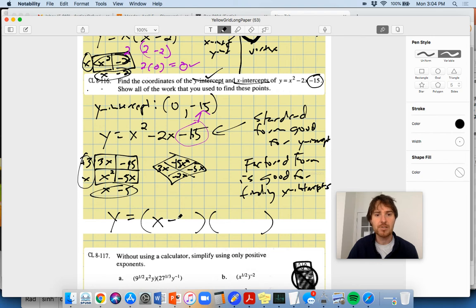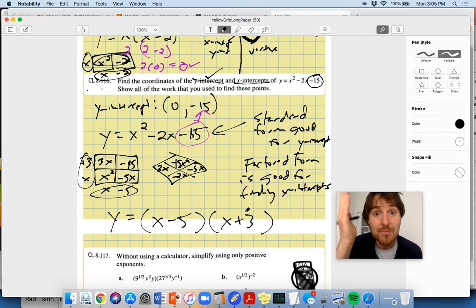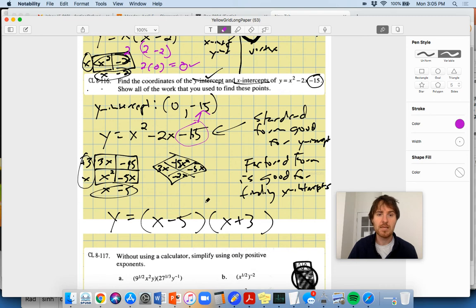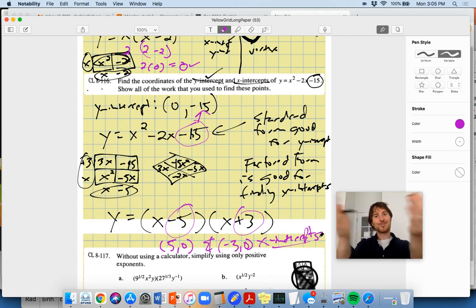Those are my factors. x minus 5 times x plus 3 is the factored form of the same exact parabola. So now I can use that to determine that the inverses of these, the opposites of these here, right? The additive inverses are the opposites. (5, 0) and (negative 3, 0) are the x-intercepts. And I got that. I'm good to go.